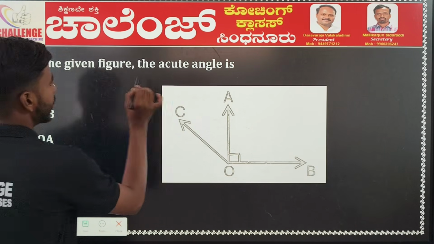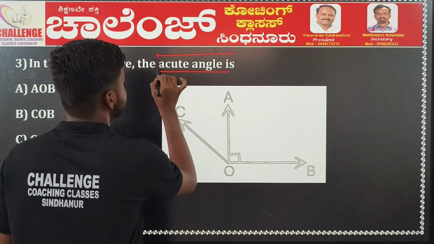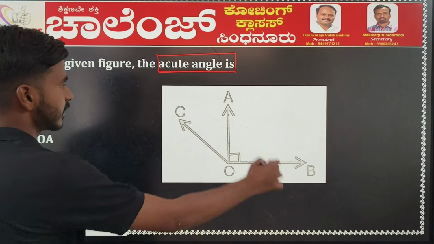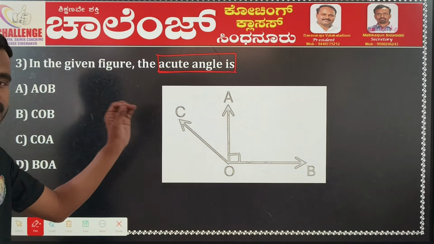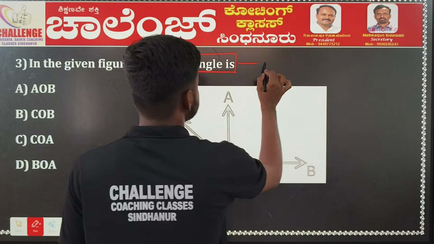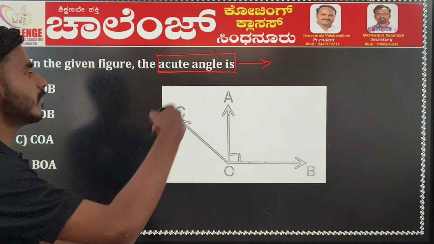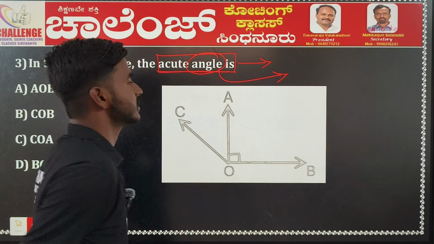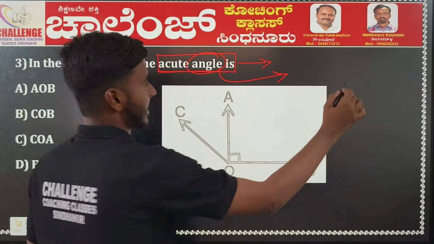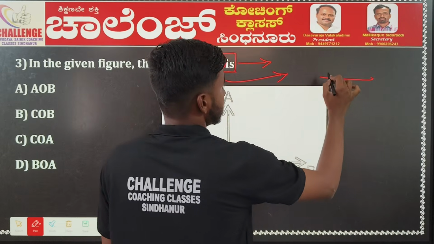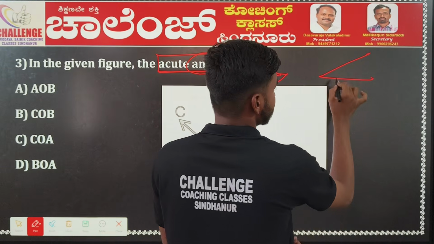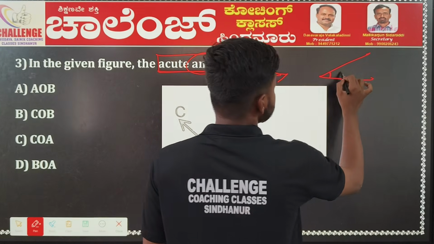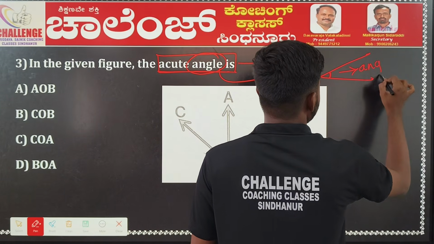In the given figure, we need to find the acute angle. What is the meaning of acute angle? Before that, what is the meaning of angle? Angle is the space between or intersection of two lines. Suppose there are two lines. They intersect or touch here. This space between them is called an angle.